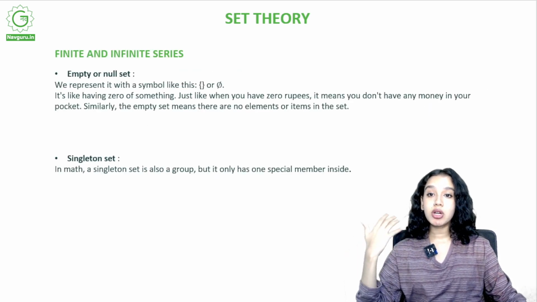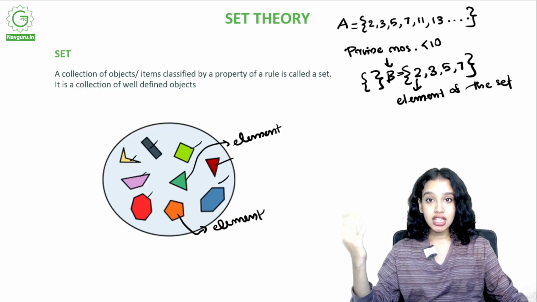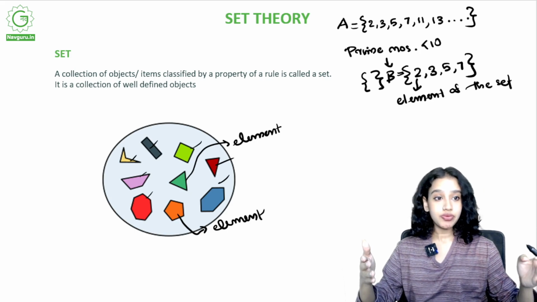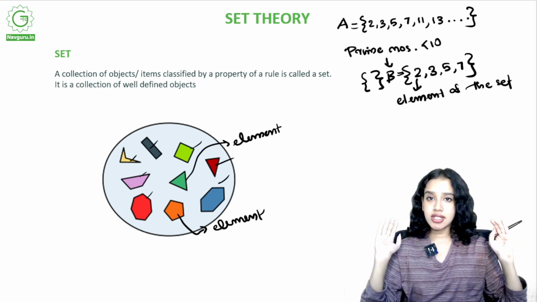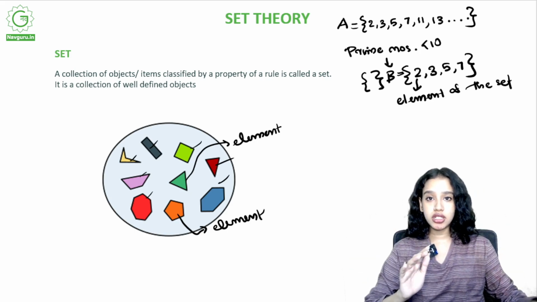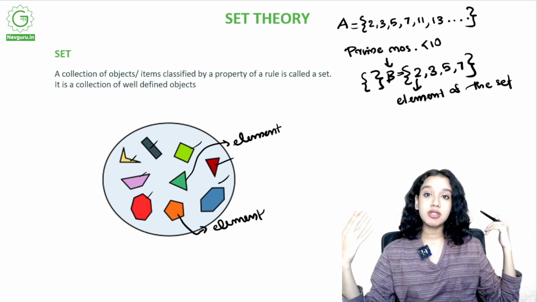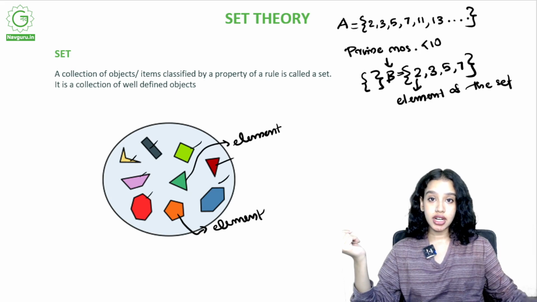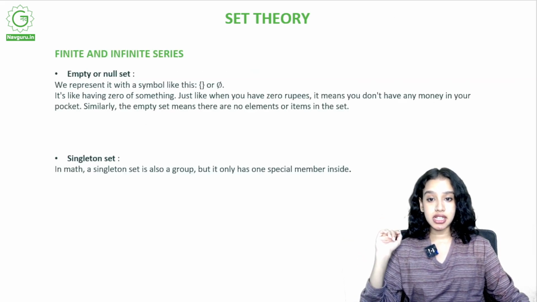Now when we are talking about infinite sets, if I take the set of prime numbers with no criteria, it's just prime numbers, it would go on. At the same time, if I take the set of natural numbers, it will just go on till infinity, right? So these are called infinite sets too.